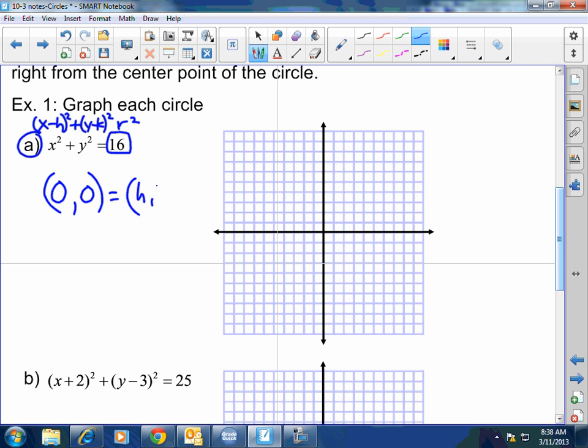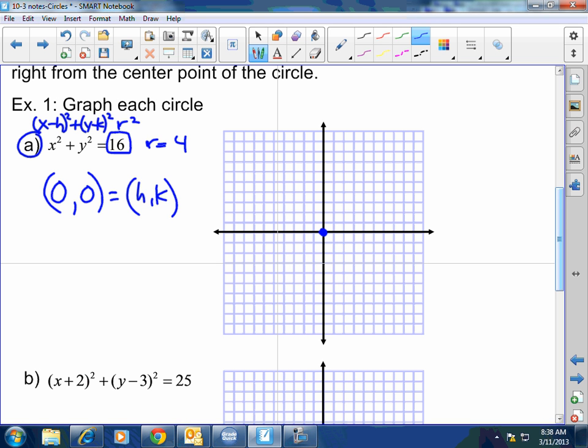So again, what is my center? What is my h, k? 0, 0. Is everyone with me? So 0, 0. Now, 16 is r squared. So what does r equal? 4. It's the square root of the given constant.